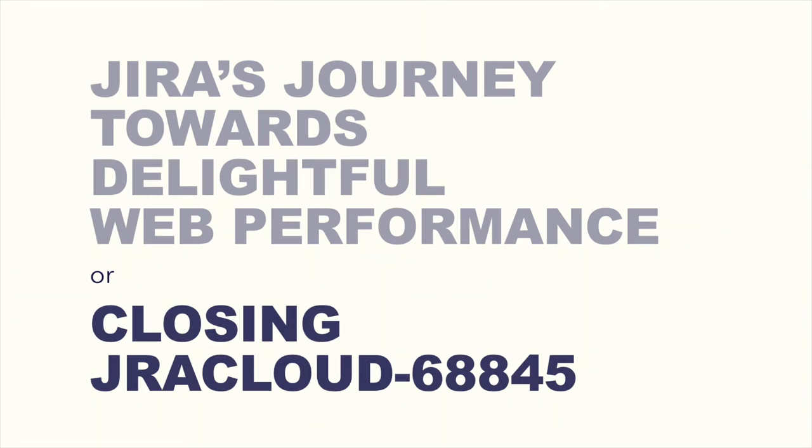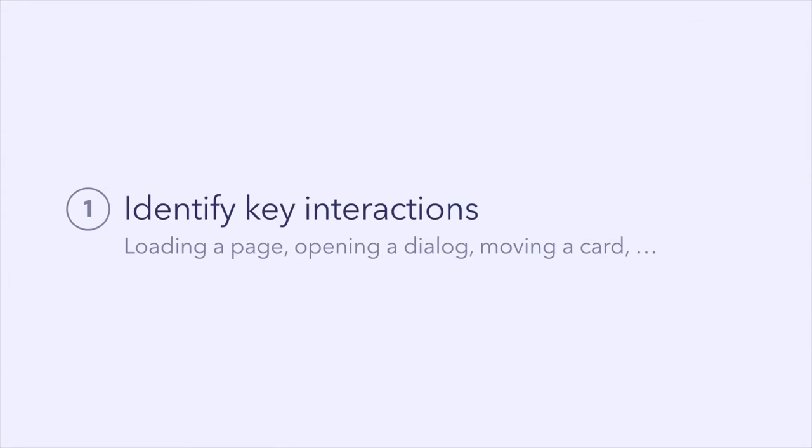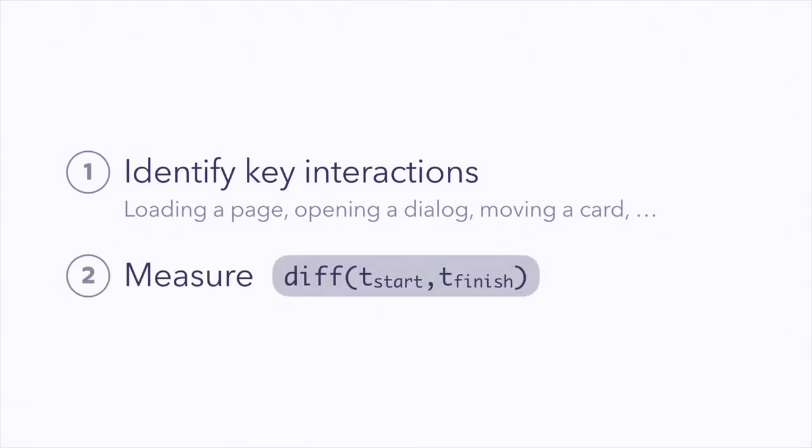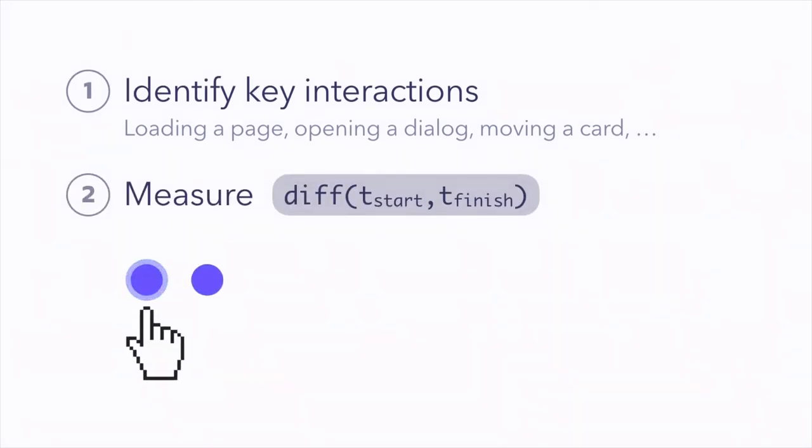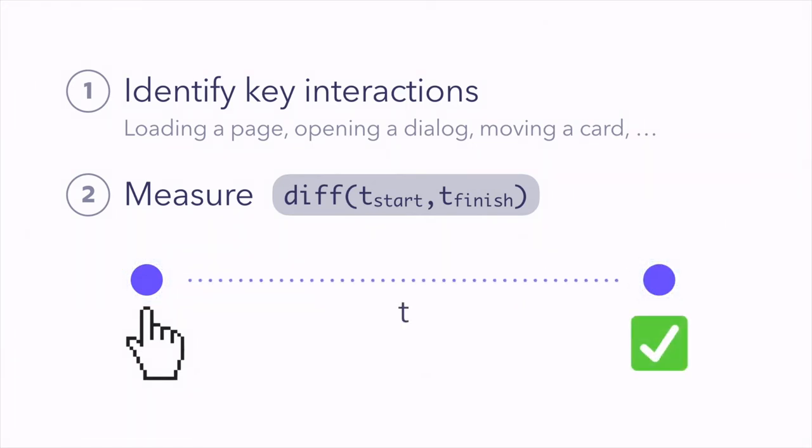So what I want to do today is share a little bit of this story, right? Share some of the lessons that we learned, and I hope there's something interesting in there for you. So the first thing that we did, and the thing that should stand at the beginning of every engineering project, is to measure and to understand. And measuring performance shouldn't be all that complicated, right? Like, all you need to do is identify a couple of key interactions. It could be loading a page, opening a dialog, or moving a card from A to B in Jira, and measure them, right? Measure from the moment where the user starts an interaction to where the interaction finished and is ready for the user.